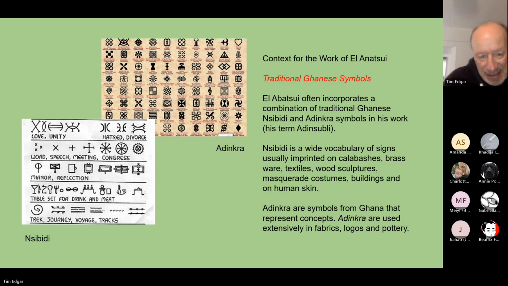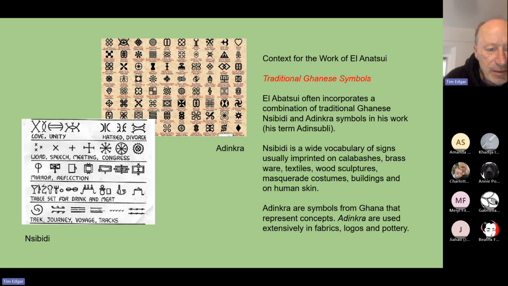And that means he's tapping into some of the traditional Ghanese symbols, actually, because I think he's Ghanese who now lives in Nigeria. So these are the symbols here, Adinkra and Sibidi, maybe. So a combination of traditional Ghanese symbols in his work. So he's kind of raiding the past, these kind of like these cultural symbols.